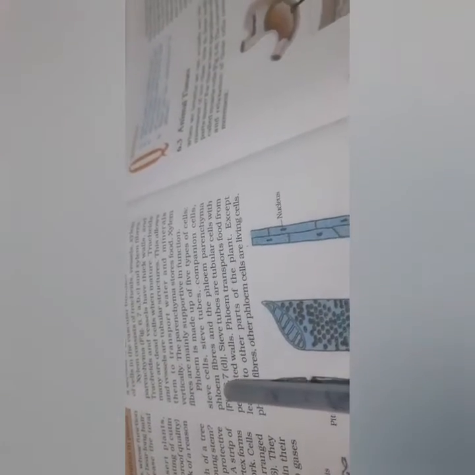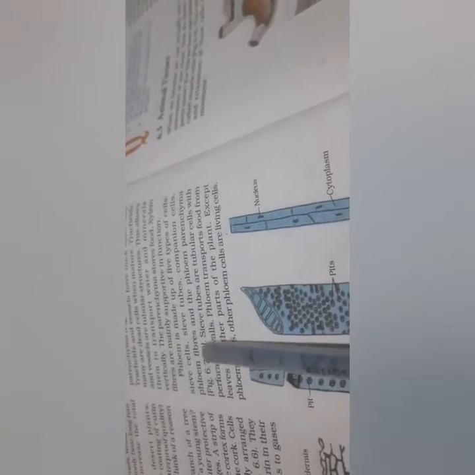Second one is phloem. Phloem is made up of 5 types of cells. Actually these are combined cells, sieve cells and sieve tubes. So we can say 4 types of cells: sieve tubes, companion cells, phloem fiber and phloem parenchyma. Among these 4 types of cells, only phloem fiber is dead and the rest 3 cells are alive.